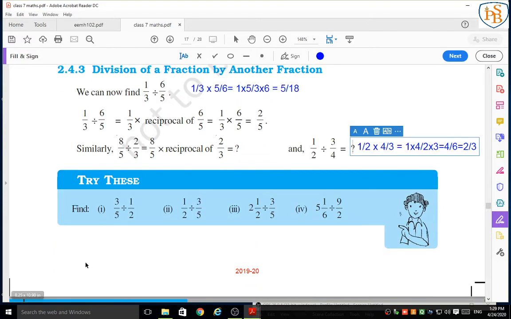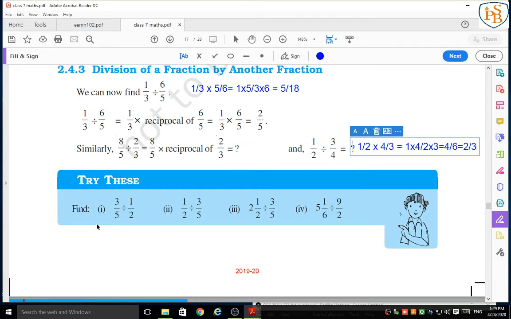Try this. Okay, these 4 questions you have to solve in your notebook. So please students, take out your rough notebooks, and I am going to tell you what the questions are. You have to write it with me. So the first question is 3 upon 5. Have you taken out your rough notebooks, please?